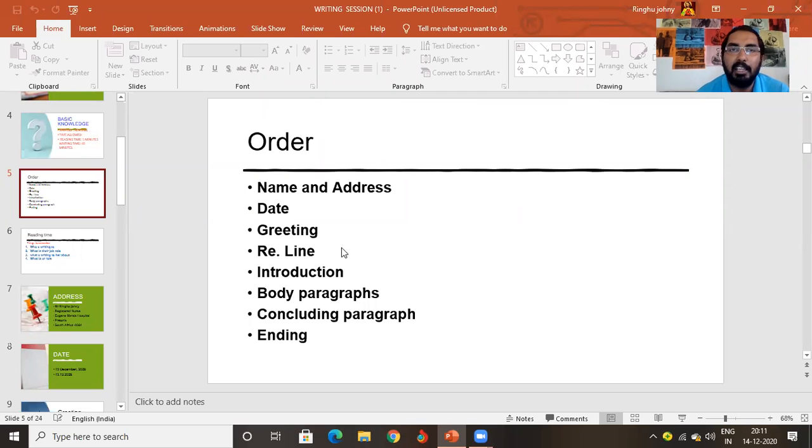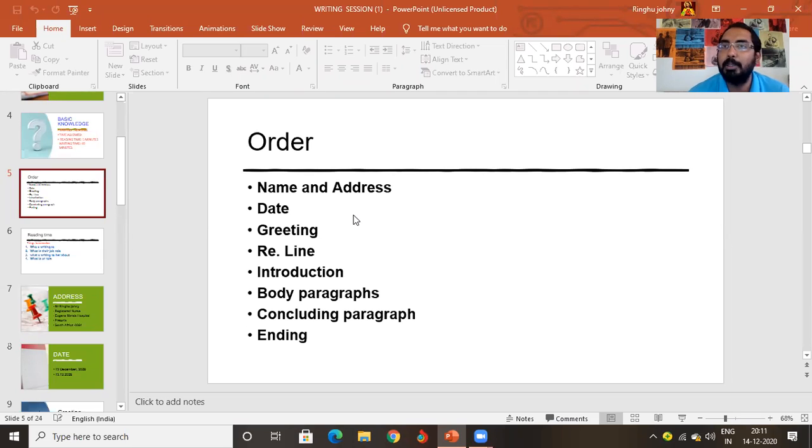Some people are so used to writing the date first, so comfortable with it. It's also fine. What I did basically, I always wrote the name and address first, then the date, then the greeting and the reline. And if I'm correct, I have seen some official OET videos where they say you can change the greeting and the reline as per your convenience. It can be either way. Either the regarding line can come first and the greeting can be later.